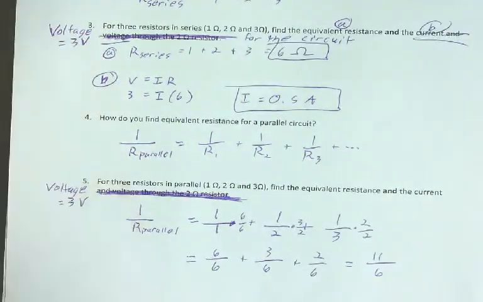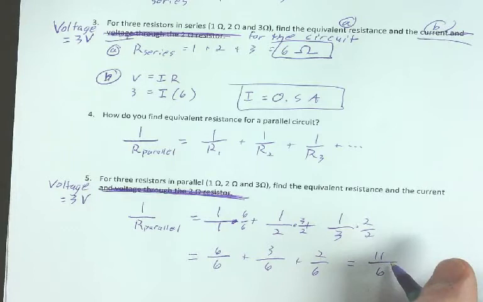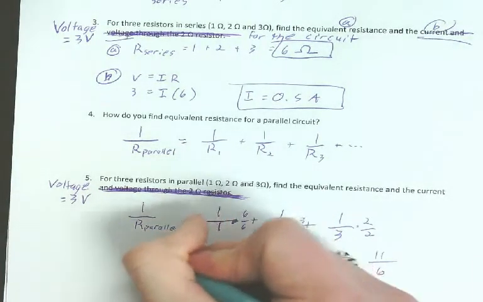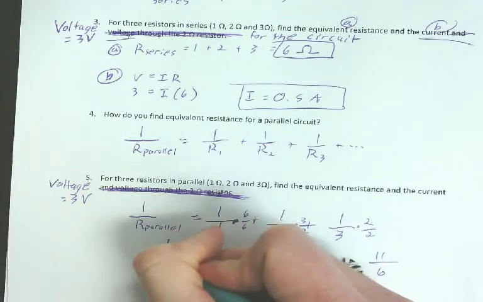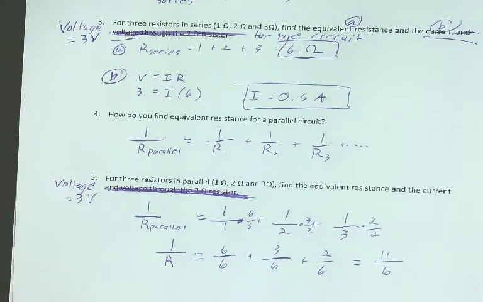And I know you're saying to yourself, Mr. B, this is not better. Why is 11? I don't know what 11/6 is. That's not better than that. Why am I doing this? Here's why. Because this is not the answer. 11/6 is not the answer. That's 1 over R. I don't want 1 over R. I want R.